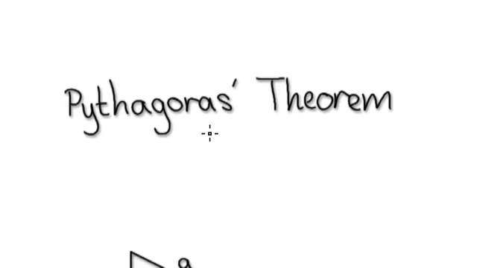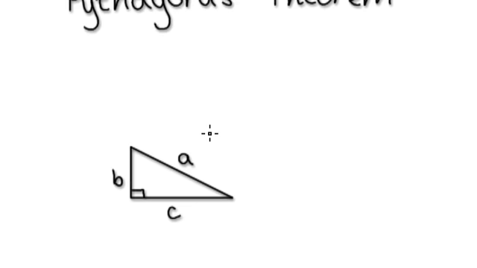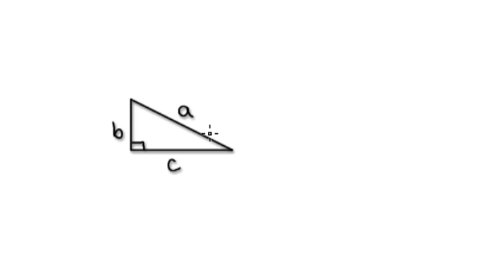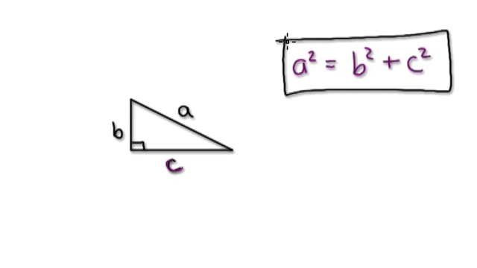Now we're going to move on to Pythagoras. With Pythagoras, again, it has to be a right angled triangle, otherwise it won't work. Pythagoras says that if you get the hypotenuse, a, and you square it, that equals b squared plus c squared. Okay, this is his theorem, Pythagoras.